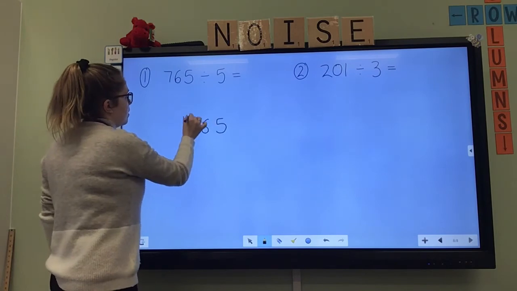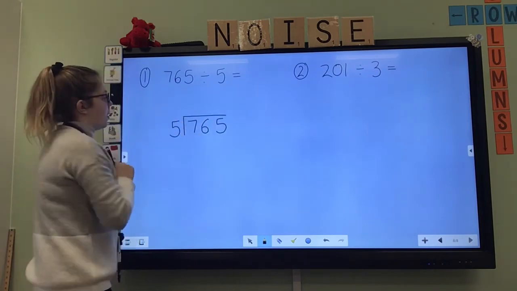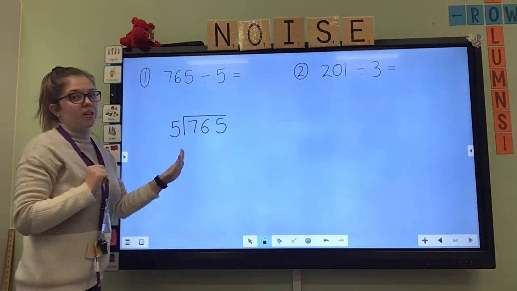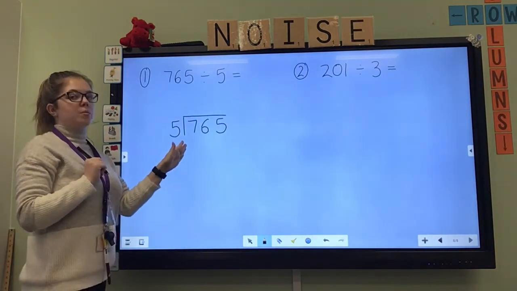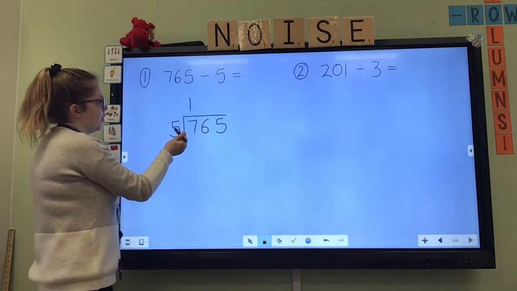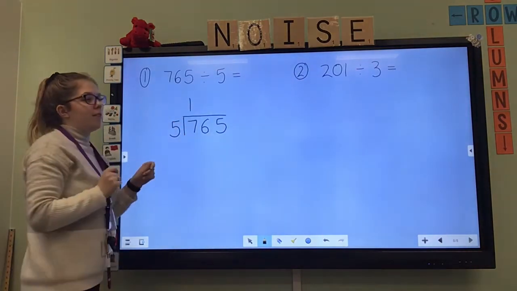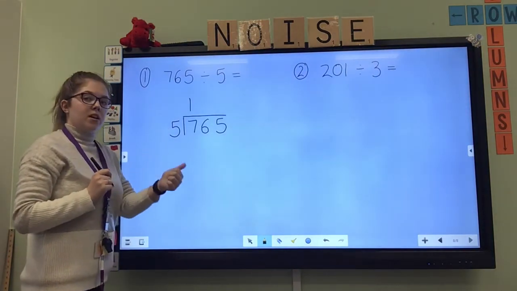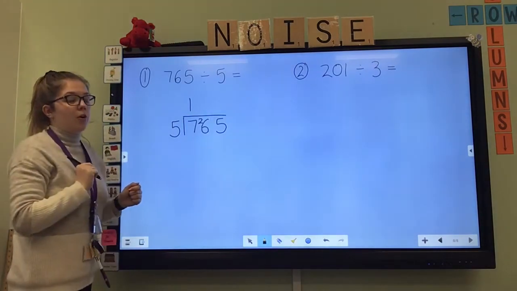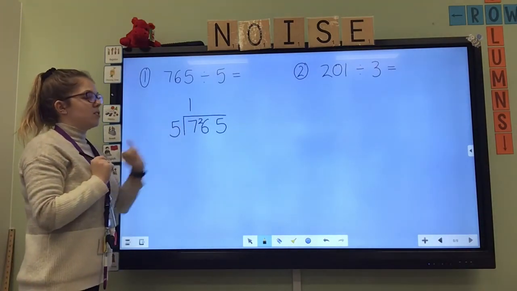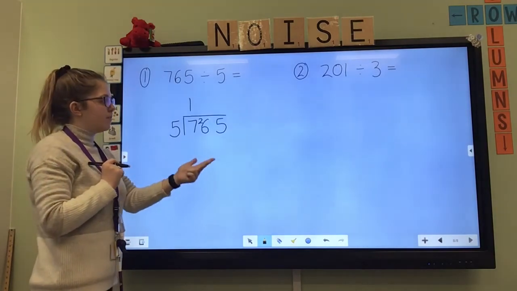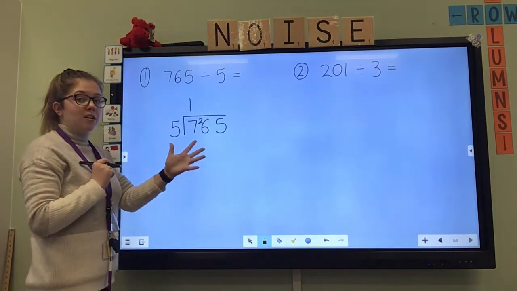765 divided by 5. Now, 5s into 7, or 700 we know because it's in our hundreds place. 5s into 7 will go one, I can get 1 group, but there's going to be 2 left over because I'm going to get to 5, 6, 7, there's going to be 2 or 20 left over. 5s into 26, using my 5 times tables, 5, 10, 15, 20, 25.